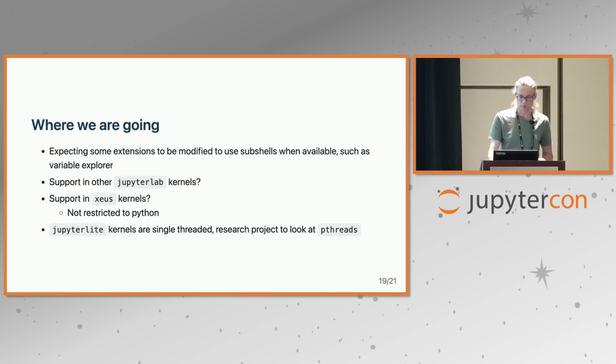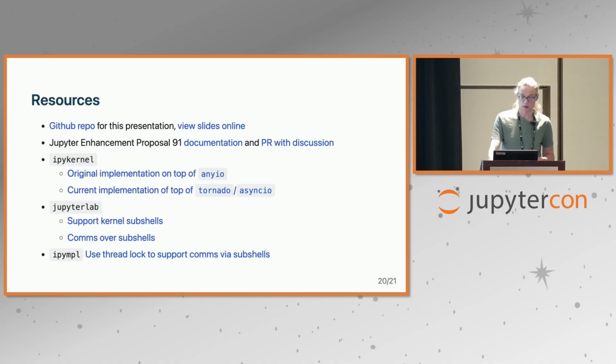There is no support in JupyterLite for multiple threads yet, but I think we might be approaching a time when it would be an interesting research project to look at multi-threads for JupyterLite, and then we could even have subshells there. One page of resources. If you really want to go through all of the PRs, there's been lots of communication about this. This will give you enough of a starting point. You can go backward and forward in time from linked issues.